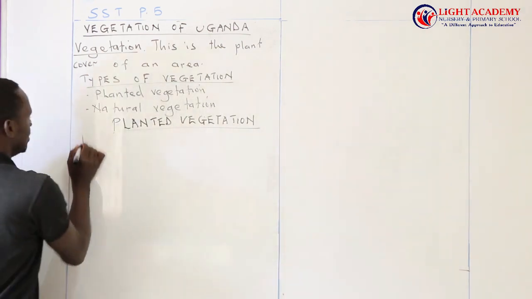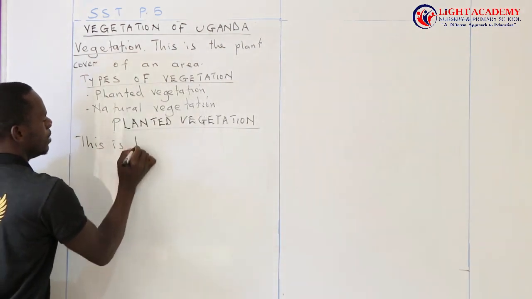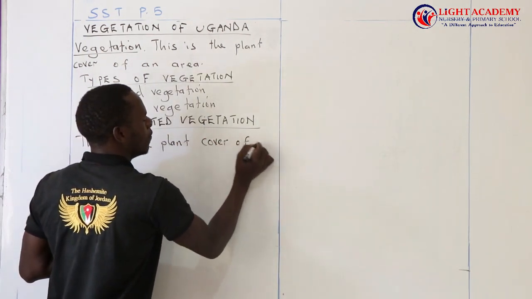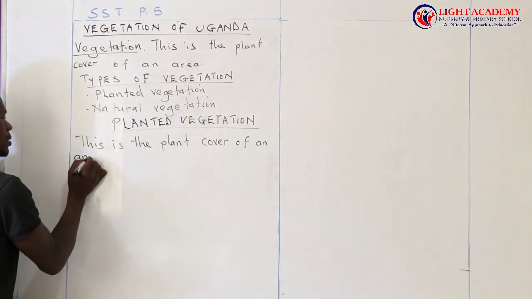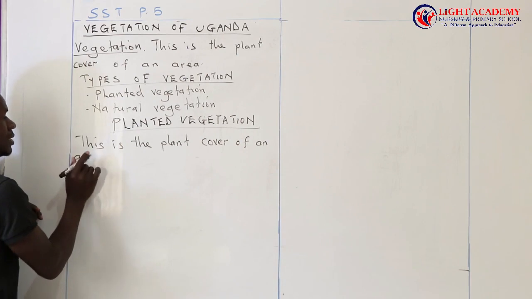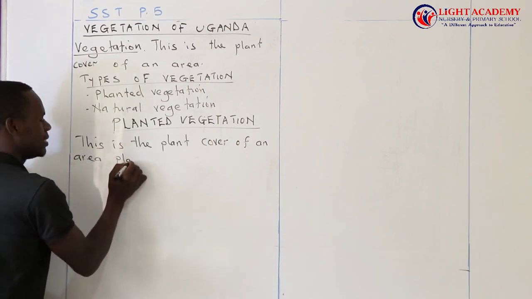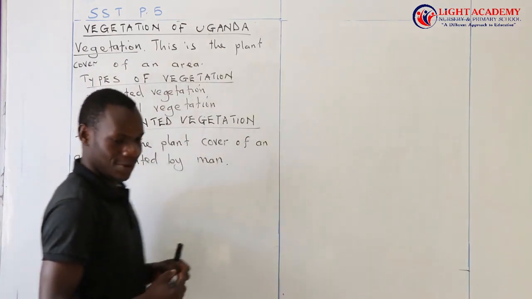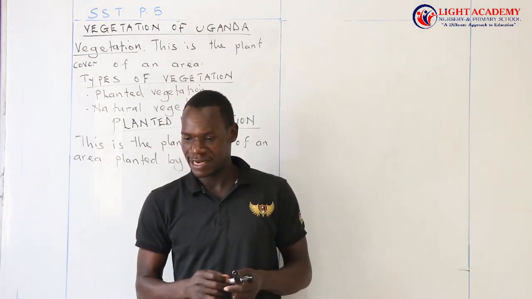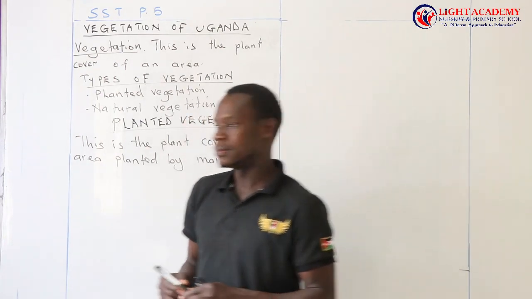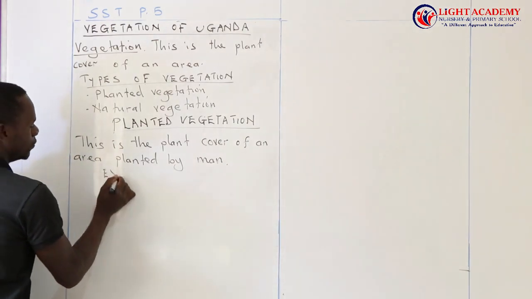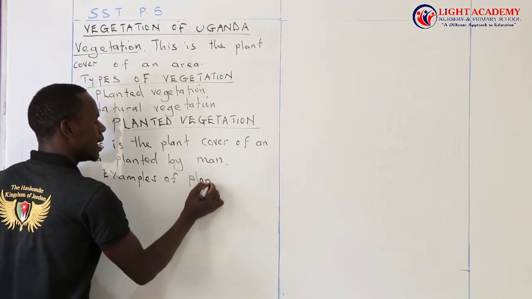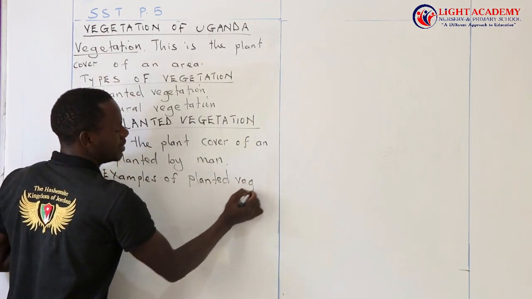You say this is the plant cover of an area. This is the plant cover of an area planted by man or planted by people. This is the plant cover of an area planted by man. Examples of planted vegetation.